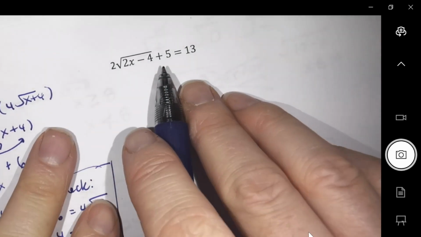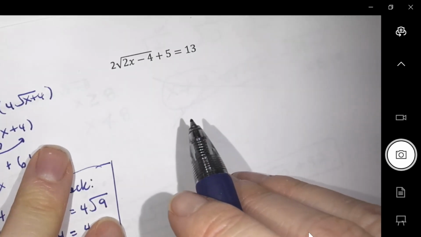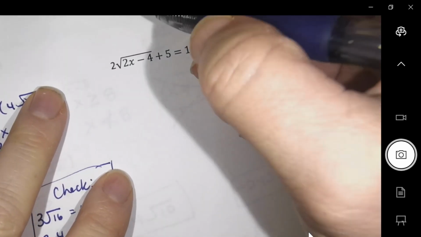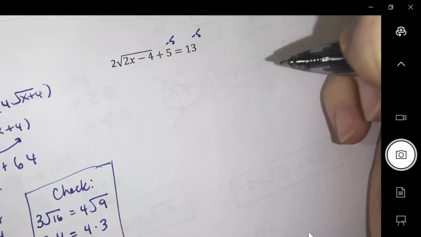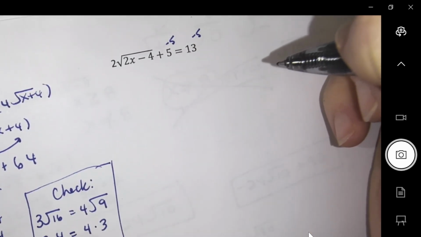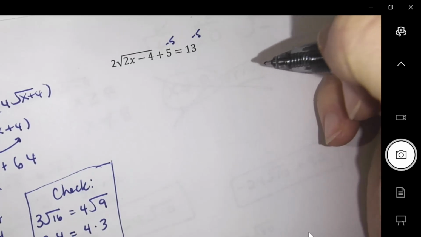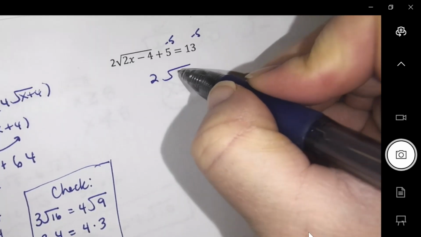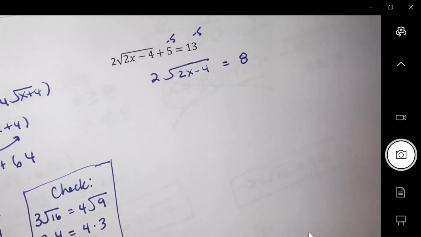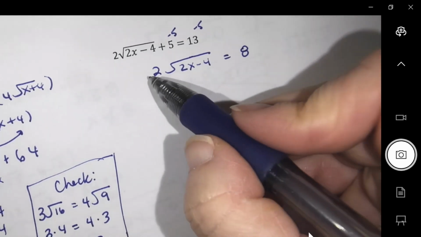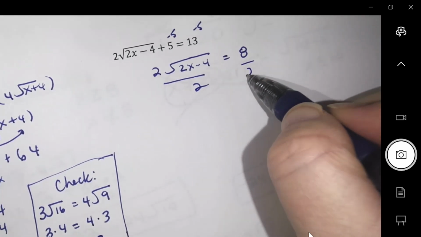Next. What do you want to do here? I'm going to isolate. Subtract 5. Isolation stuff. Get the radical alone is what you need right now. Exactly. So I'm going to get rid of the 5. So 8. And then I'm still going to get rid of the 2.